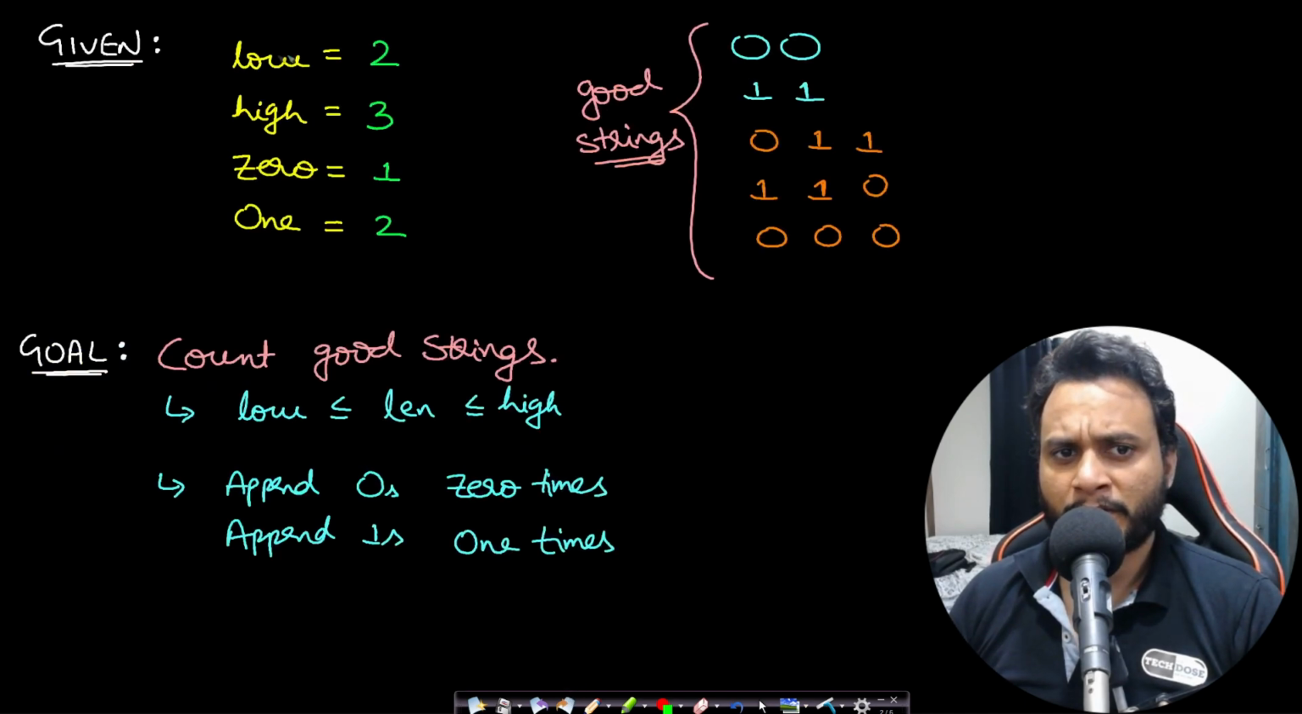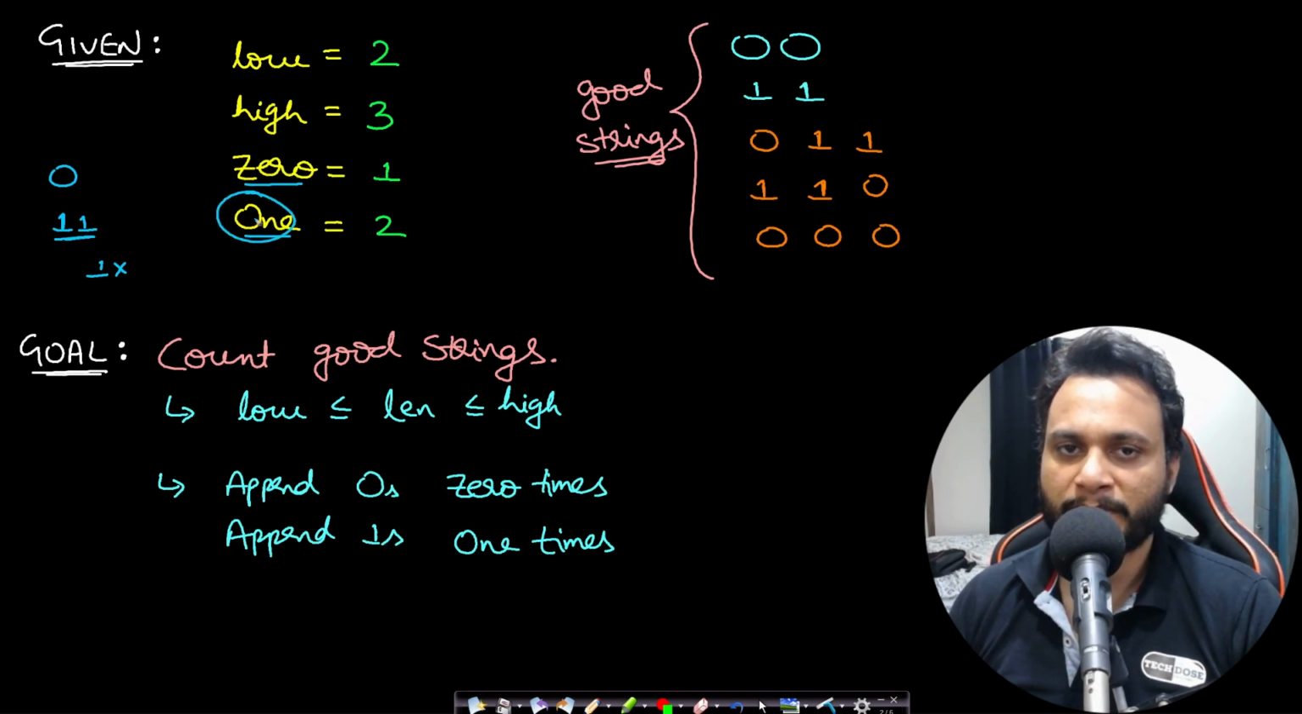Let's take the low value to be 2, the high value to be 3, zero to be 1 and one to be 2. Zero equals 1 means that we can place one '0' at a time, and one equals 2 means that we can place two ones minimum at a time. You cannot place a single one, it is not allowed, because 'one' is defining the size of the block when you are building the string.